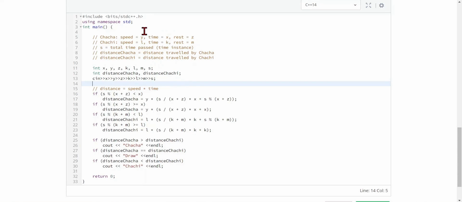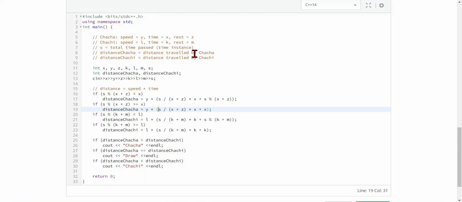So we can consider here that Chacha runs for X seconds, then takes rest for Z seconds, then again runs for X seconds, then again takes rest for Z seconds. So we can consider X plus Z as a time cycle of Chacha and K plus M as the time cycle for Chachi, where within one time cycle of Chacha, Chacha runs only for X seconds, and within a time cycle of Chachi, Chachi runs only for K seconds.